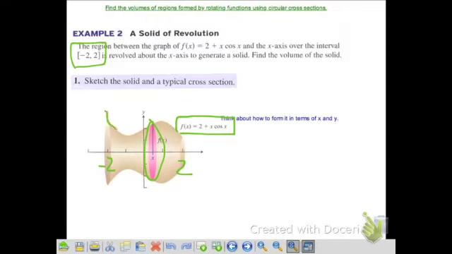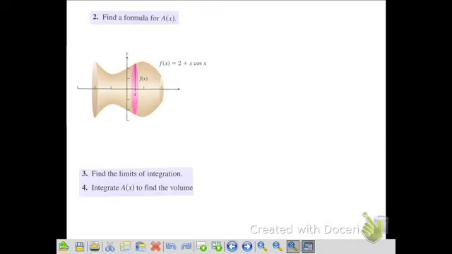So begin by sketching your curve, and then reflect it over whatever your axis of rotation is, and then fill in the circles that create it. Our next step is to consider the formula for A of x, and again these cross sections were all circles, so it may help to draw that cross section. Draw in your radius, and then note that your radius is equal to your f of x, or in this case 2 plus x cosine of x.